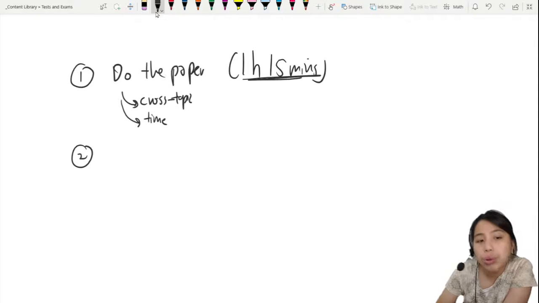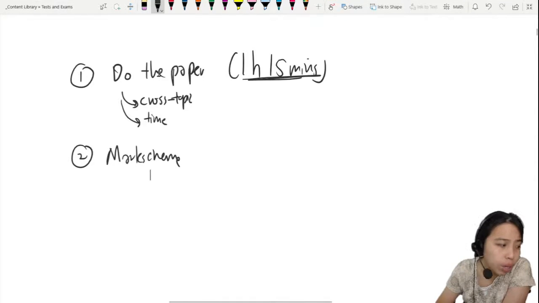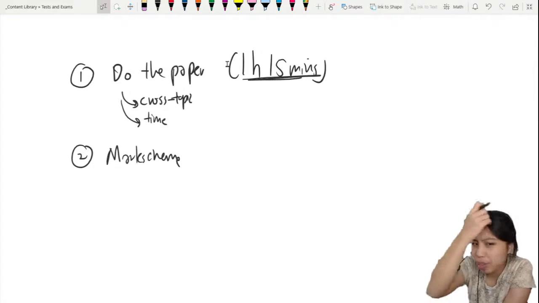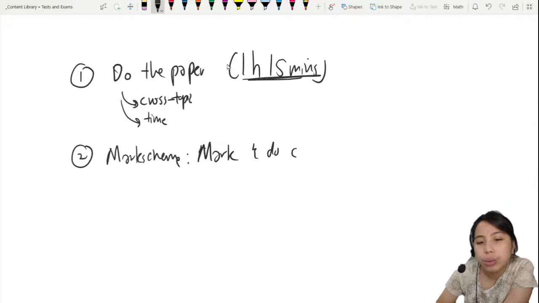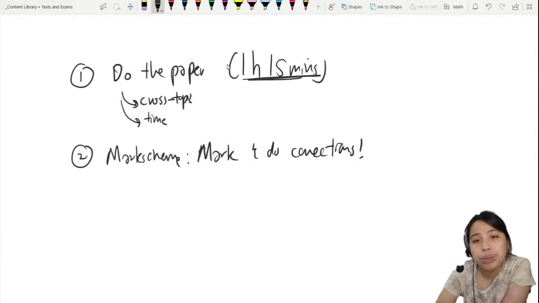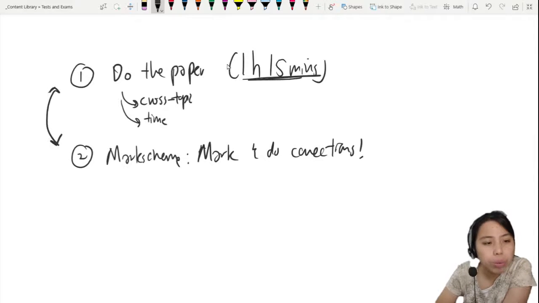Once you do the paper, then you go and check the mark scheme, and this is when you find the answers. Before that, you will feel uncomfortable because you're not sure whether what you're writing is correct or not. That is normal. You need to learn to be uncomfortable with what you don't know. I don't know if this is correct or not, just continue, the timer's not done yet. Then you use the mark scheme: check answers, mark your work, and do corrections. You've got to work through these two. If you're doing exam preparation, you keep bouncing between these two.